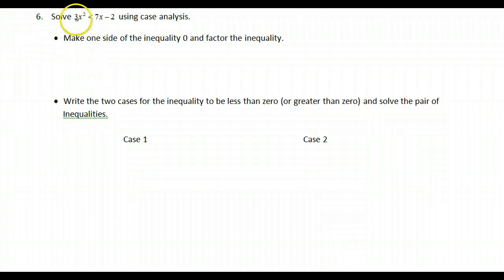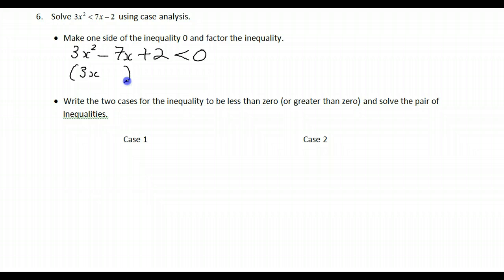Case analysis. Solve 3x squared is strictly less than 7x minus 2 using case analysis. Make one side of the inequality 0 and factor the inequality. Let's make the right side 0. So 3x squared minus 7x plus 2 is less than 0.